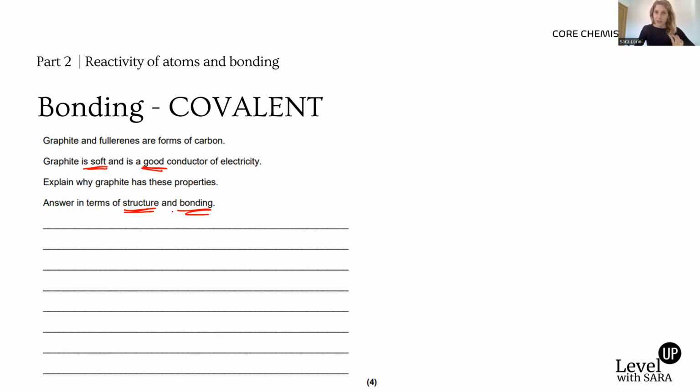bonding. Okay, so it's important that you do this analysis for every question that you come across, because you want to make sure you plan your answer a little bit. So this is useful for the more open questions. Now, we are talking about graphite. If you remember the structure of graphite, it's layers of, and I'm just gonna do 2 layers to not spend too much time drawing, of graphene. And these layers are connected by intermolecular forces.